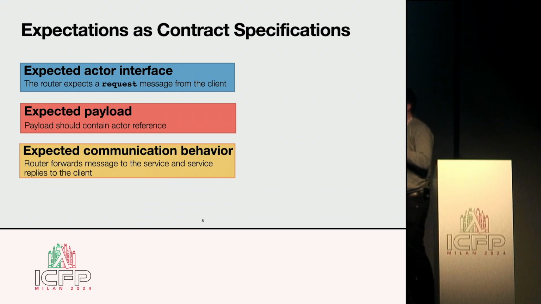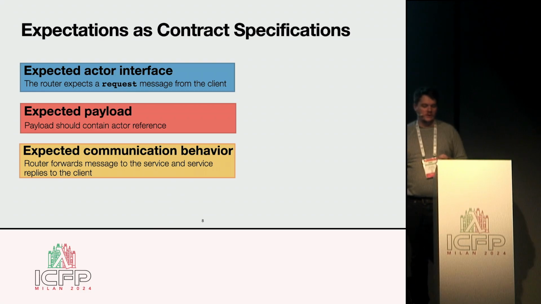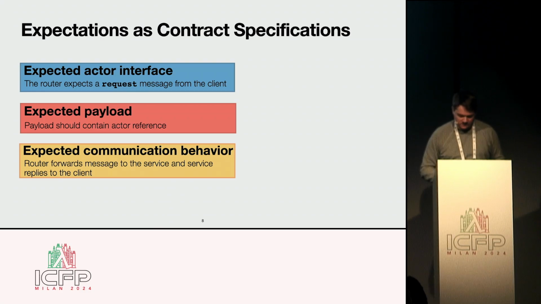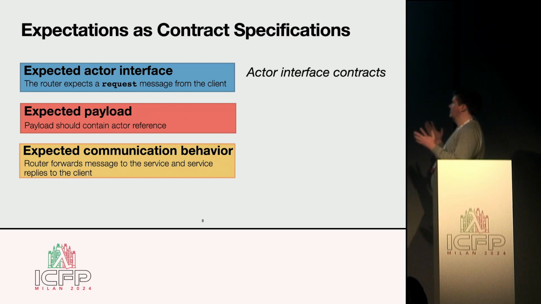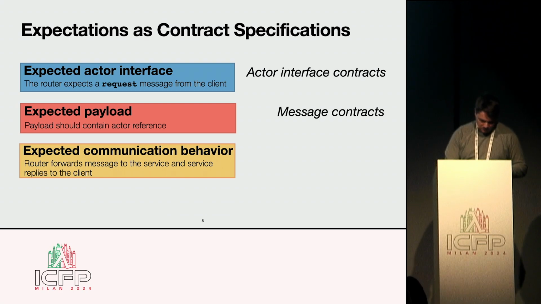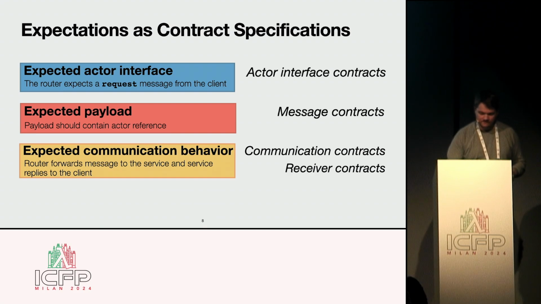So what we propose is a new contract system that aims to be able to express all of these expectations that I have talked about before, and also overcomes these limitations. And so for the actor interface, we propose actor interface contracts. For the payload, we propose message contracts. And then for the expected communication behavior, we propose communication and receiver contracts.